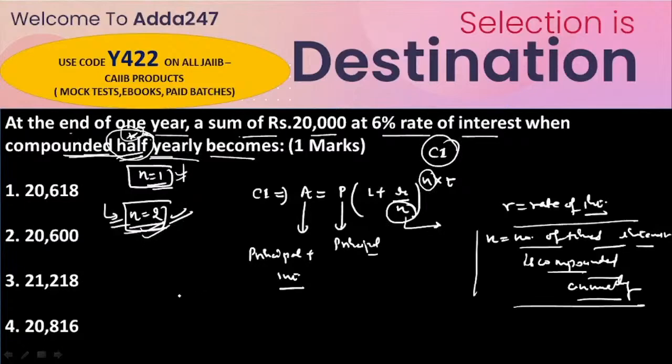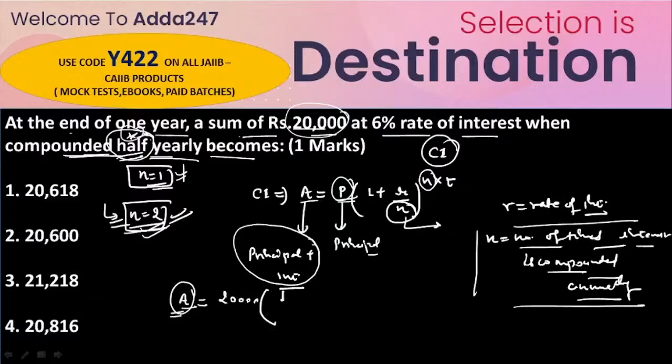Now we have to find A, because the sum is given and we have to find the final amount after 1 year, which is the principal plus interest. So we have to calculate the value of A. A is equal to the principal, which is 20,000 rupees, multiplied by 1 plus the rate of interest, which is given as 6%.